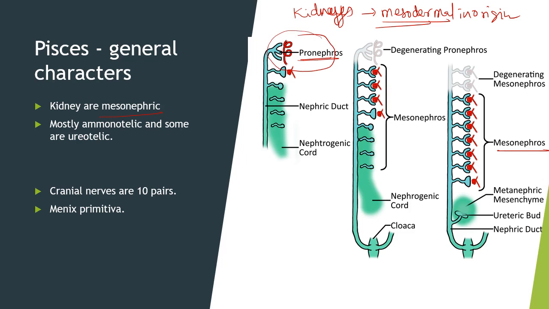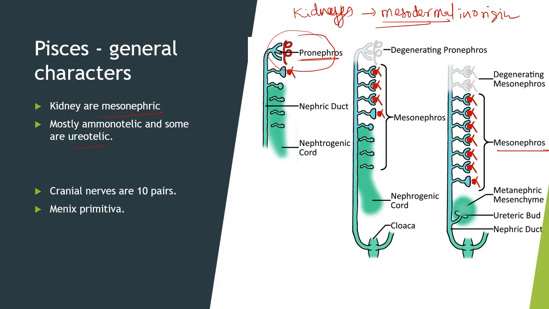Okay, this mesonephric kidney is developed from the mesoderm నుంచి ఏర్పడుతుంది. Okay, so nephrogenic cord, this is developed from mesoderm, and this mesonephric kidney mostly eliminates ammonia from the body. That's why that kind of fishes which are excreting ammonia are called ammonotelic. But some of the fishes which are eliminating urea are called ureotelic animals.